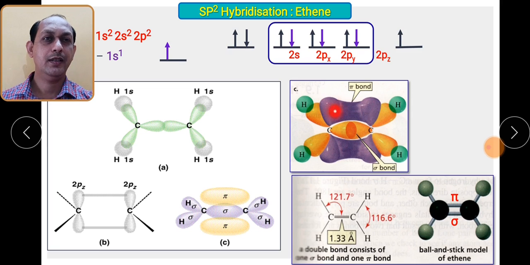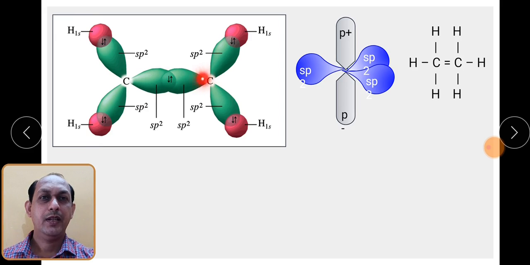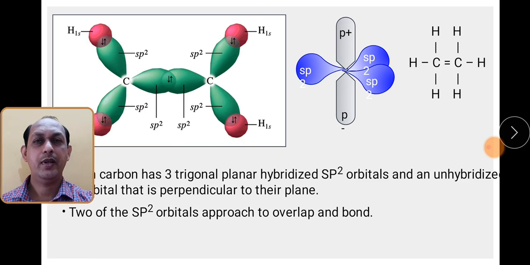You can also see the electronic distribution in the side view: here is the pi bond, and here is the sigma bond. The same diagram can explain this too. Here you can see the two electrons are shared, one from each carbon, by sp2-sp2 overlap. This is again sp2-sp2 overlap, and the pi bond here, as we know, is from the pz orbitals. H s with sp2, s with sp2, s with sp2, s with sp2. So this is how this particular bonding proceeds.